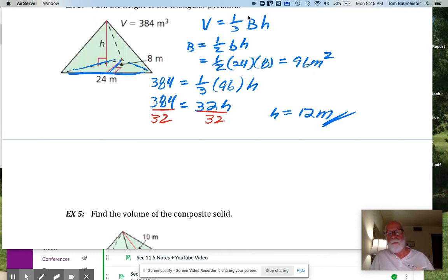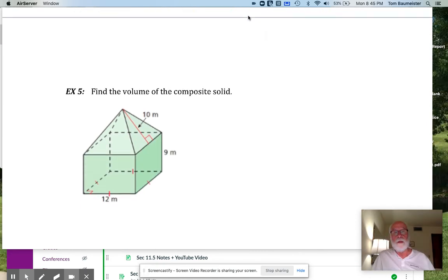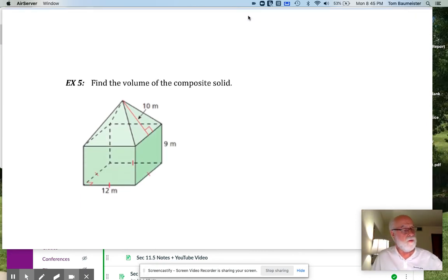All right. And then lastly, we did composite solids on the last one. We're going to do composite solids here. So again, it's just up to you. I think your book calls it the volume of the top and the volume of the bottom. So I just like calling the top one V1, and the bottom one V2. So I know that my V total is going to be V1 plus V2.